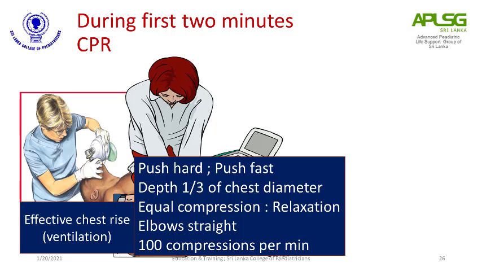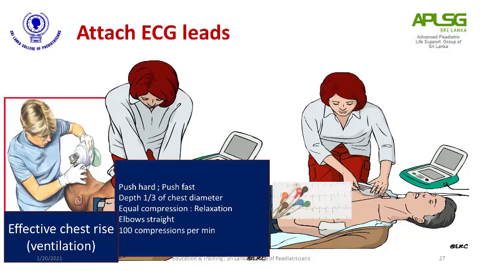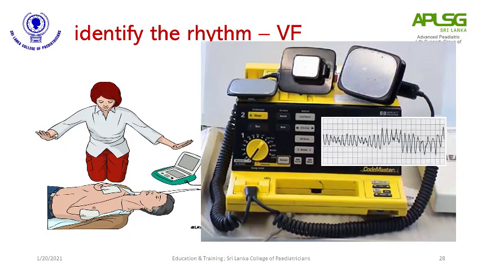Assistants should hold the mask of the self-inflating bag with a double-handed jaw thrust to prevent aerosol generation. The circulation assistant should continue chest compressions and effective ventilation with the bag valve mask. As the leader, you need to attach the ECG leads onto the chest and switch on the monitor, which is number 1. The rhythm appears on the monitor as ventricular fibrillation. Make sure the leads are not disconnected.